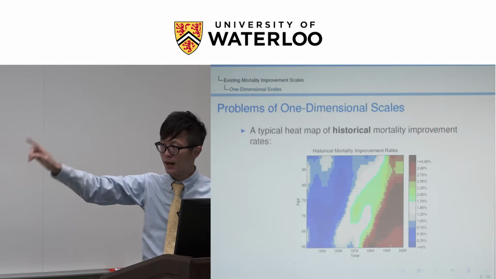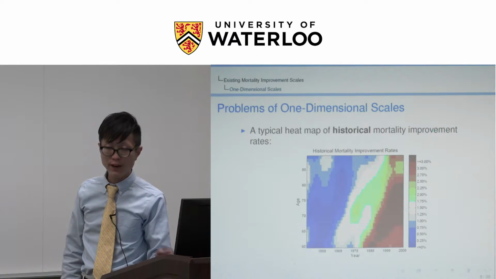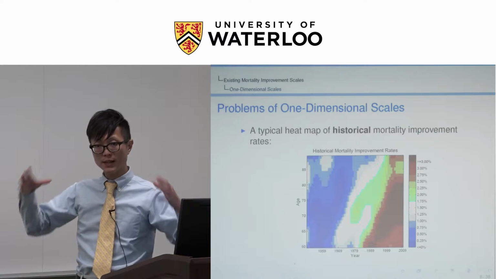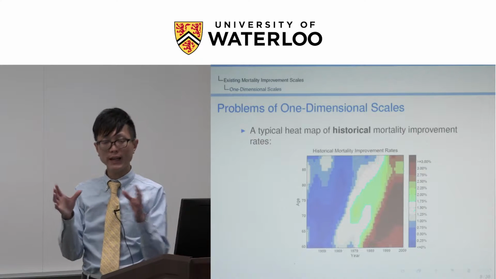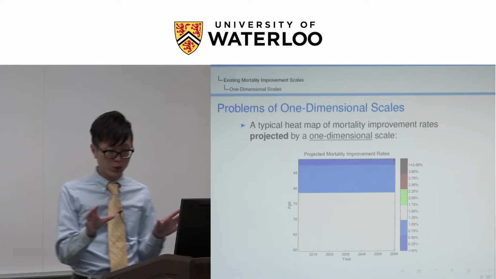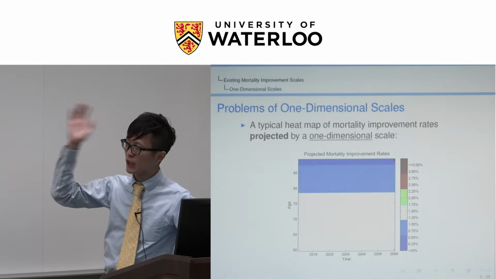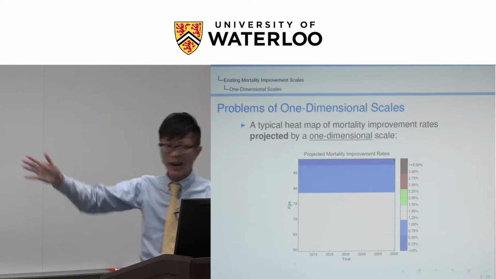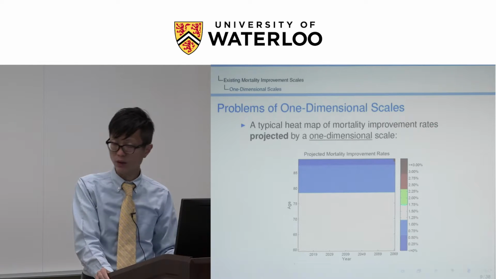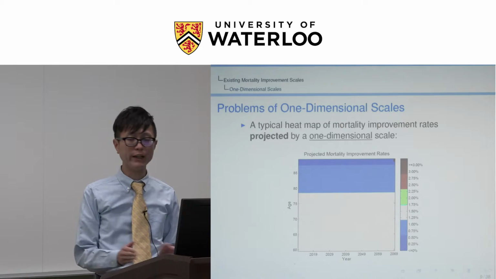Now, because each diagonal in this diagram represents a specific year of birth, these diagonal patterns therefore represent the so-called cohort effect of mortality improvements. If we use a one-dimensional projection scale, we will end up with a projected heat map like this. It has only variation along the vertical dimension, i.e. age, but not at all with time. And obviously, it does not capture any cohort effect.